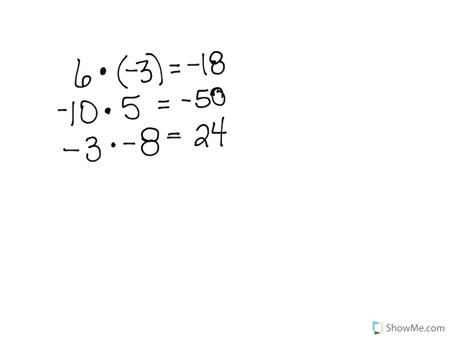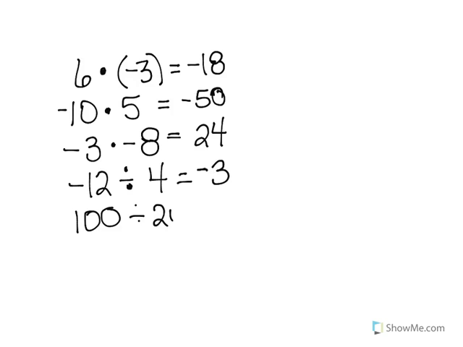Okay, now let's practice some division. If you had negative 12 and you divide that by positive 4, our answer would be 3. But does the rule still work with a negative and a positive? Of course it does, because multiplication and division are opposite operations, so it's still the same thing, and our 3 would be negative. Okay? What if we have 100 divided by 20? Well, both of these are positive, so we just have positive 5.